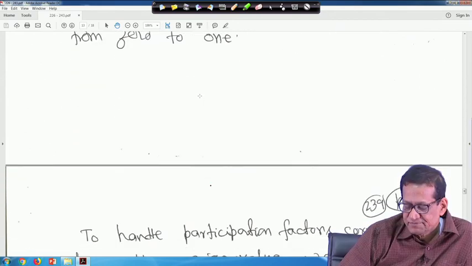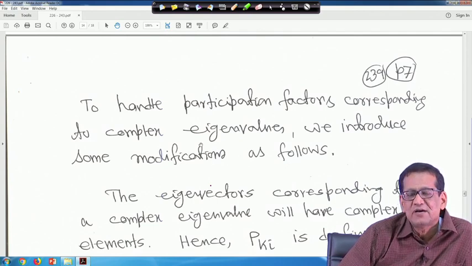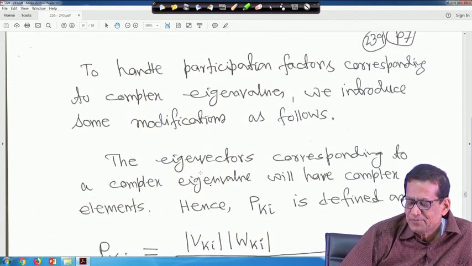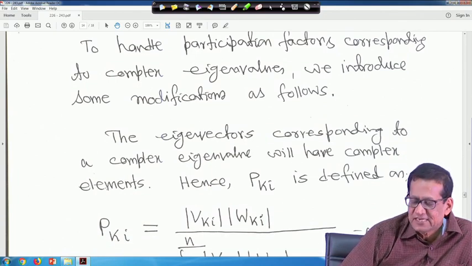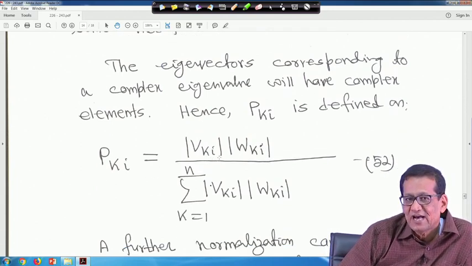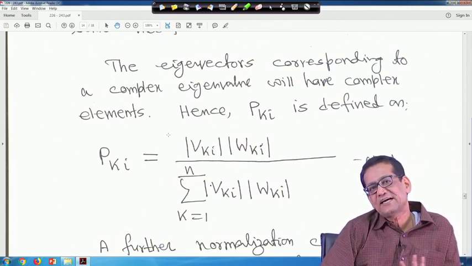Now, to handle participation factors corresponding to complex eigenvalues, we introduce some modification as follows, because earlier we have seen participation factor with complex values. The eigenvectors corresponding to a complex eigenvalue will have complex elements. Hence, p_ki can be taken as the absolute value of v_ki times the absolute value of w_ki, divided by the sum over k equal to 1 to n of the absolute of v_ki into the absolute of w_ki. This is equation 52. When I take a couple of examples, you will find things very transparent.